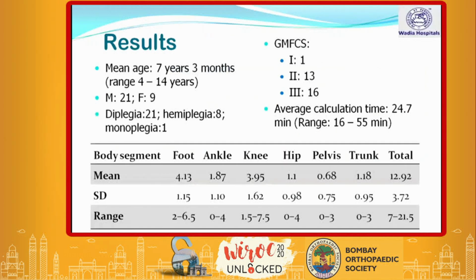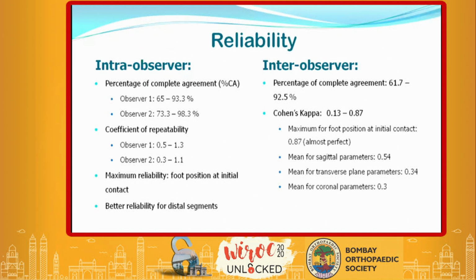Mean age was 7 years 3 months. Greater deviation from normal was seen in the foot followed by the knee and ankle. Similar to other studies, there was statistically significant difference in EVGS score in GMFCS 2 and 3 levels. 2 pediatric orthopedic fellows analyzed and scored the recorded videos independently, twice, at an interval of 4 weeks in a random order. Intra-observer reliability was moderate to excellent.